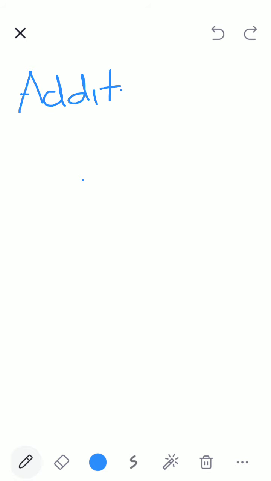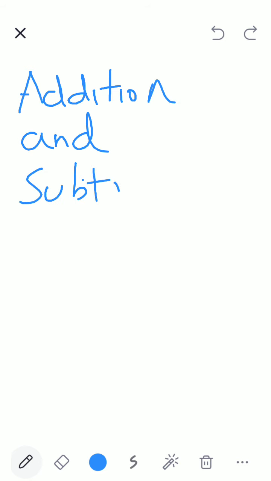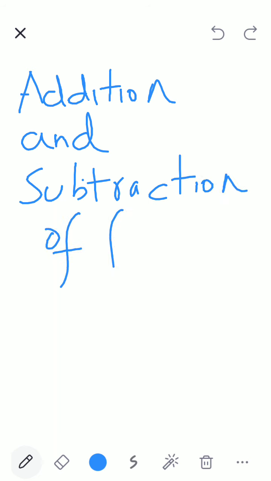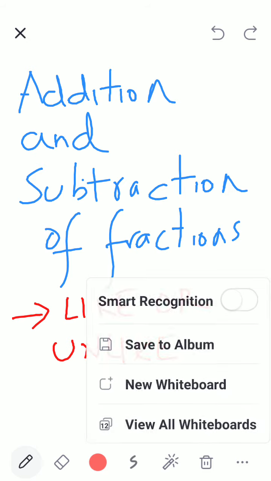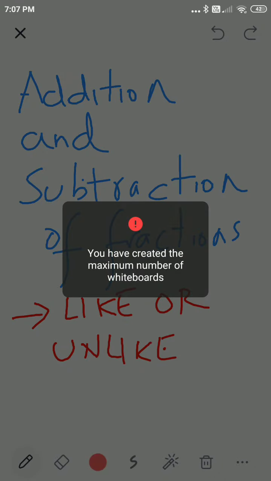Addition and subtraction of fractions. Again, whenever you do this, whenever a fraction is given first, you have to see whether they are like or unlike fractions.